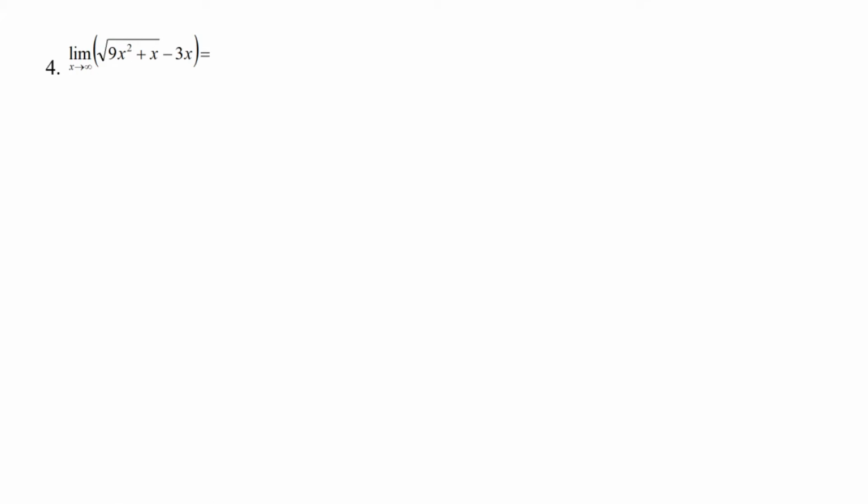We have the limit as x approaches infinity of the square root of the quantity 9x squared plus x, minus 3x. Now, if we try to evaluate this limit as is, we're going to end up with the square root of infinity plus infinity minus infinity. Well, the square root of a number that's getting bigger and bigger will also get larger, so that'll leave us with infinity minus infinity.